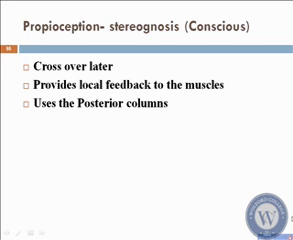Your proprioception and stereognosis, on the other hand, crosses over late, because there's really no reason to give information to the opposite side. You're not going to base your weight lifting on what the other leg is doing. So you want to know what that leg is doing. So it provides other muscles in the same leg with information and feedback about the overall tone that's affecting possibly a muscle in that area. And it uses what's called the posterior columns to send that information up and down.